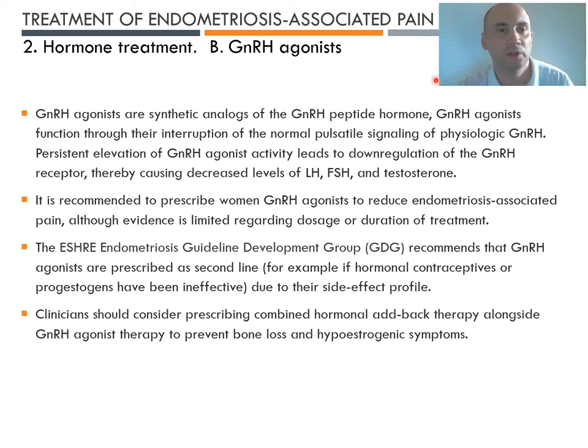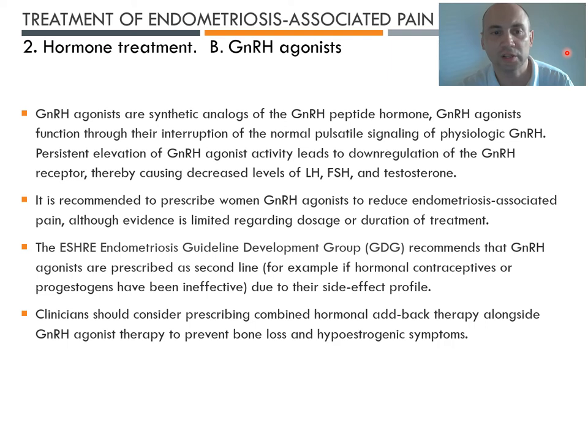Gonadotropin-releasing hormone agonists. Gonadotropin-releasing hormone agonists are synthetic analogs of the gonadotropin-releasing peptide hormone. They function through interruption of the normal pulsatile signaling of physiological gonadotropin-releasing hormone. Persistent elevation of gonadotropin-releasing hormone agonist activity leads to downregulation of the gonadotropin-releasing hormone receptor, thereby causing decreased levels of luteinizing and follicle-stimulating hormones and testosterone.